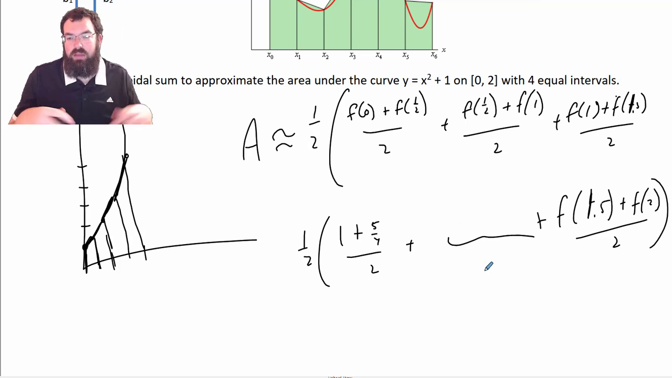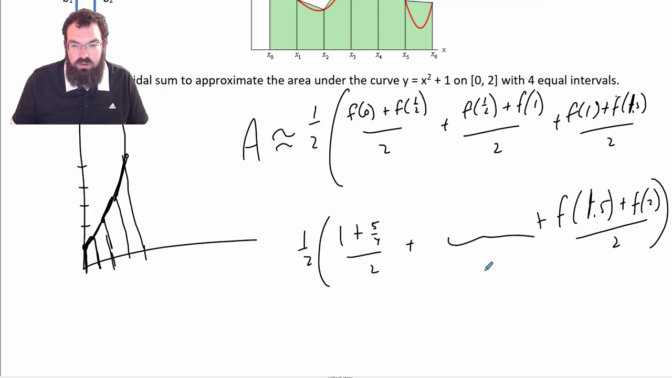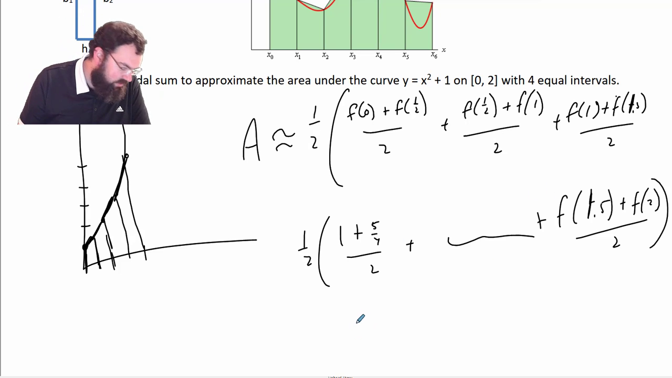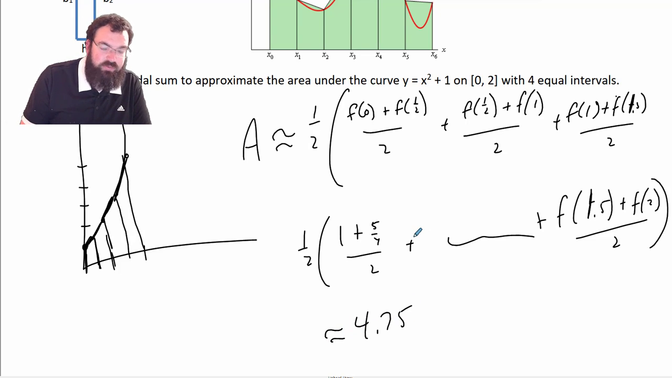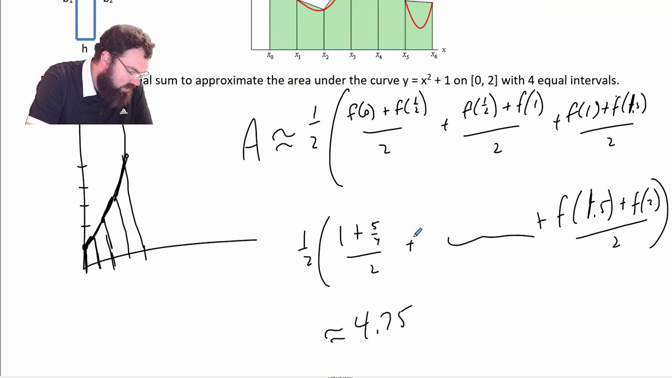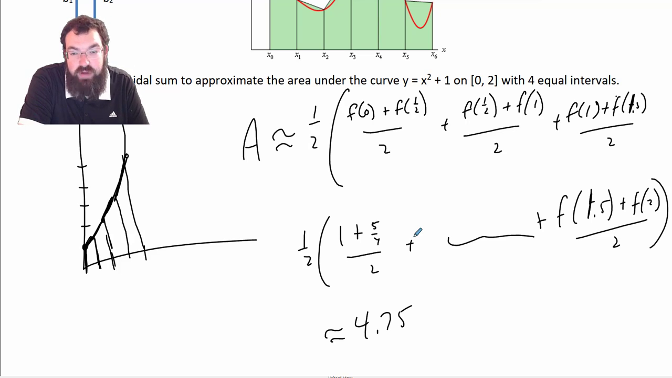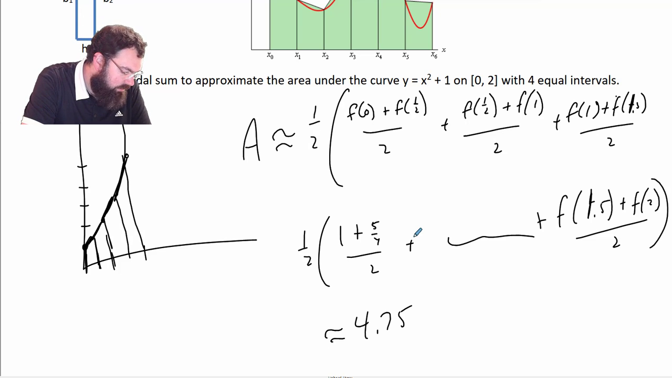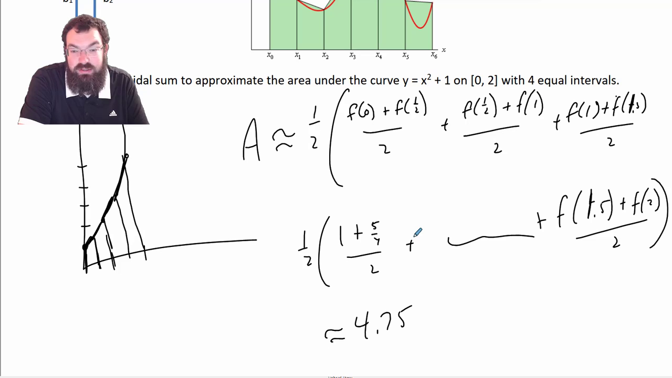I'm not going to do that. You can use your calculator. I mean, that's not a big deal. Okay, and then you're going to get your answer to be about 4.75. All right, so this was 4.75. The midpoint was about 2.3125. So it's the same function, but basically half as little.